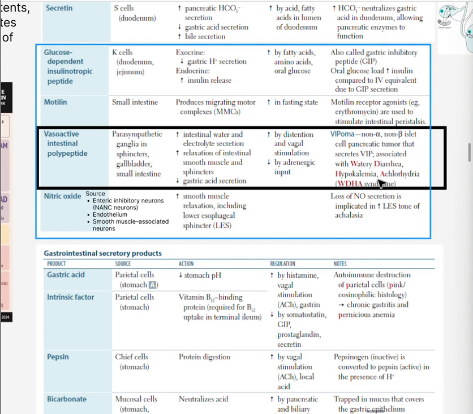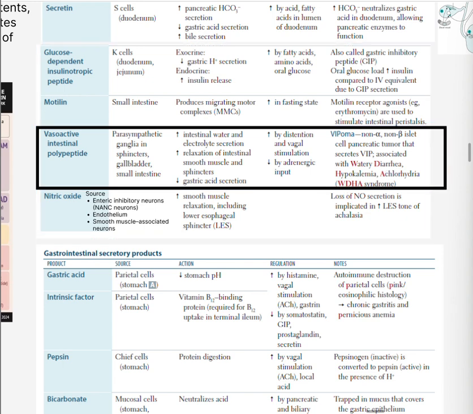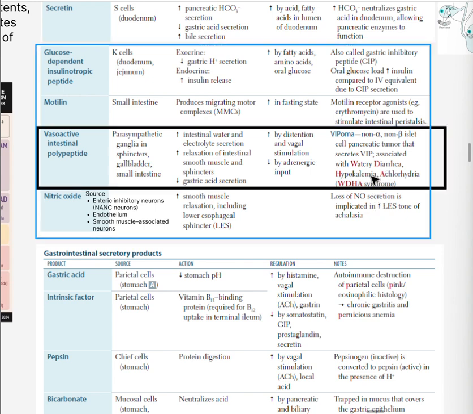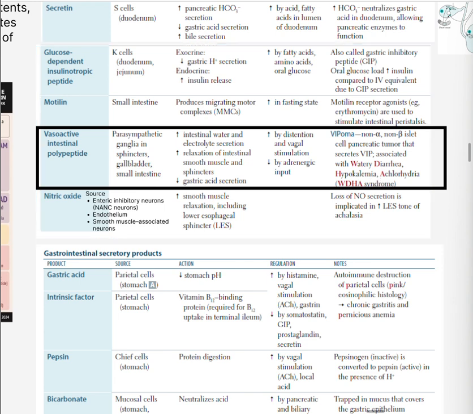And you diagnose this based on severe watery diarrhea and high plasma VIP levels, or a CT or MRI that shows a pancreatic tumor. For treatment, we've already studied that we can use somatostatin analogs like octreotide, which inhibits the VIP secretion and reduces diarrhea. You will need to give fluid and electrolyte replacement, and you might need to do surgery, right?